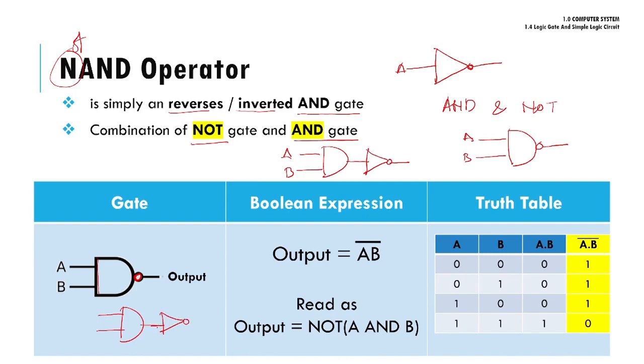Make sure the lines touch. It has variables, and then it has an output. Now the Boolean expression for NOT AND. NOT AND means the variables A and B together are negated, so it is represented as AB with a bar over both. AB bar means the A and B together are NOT. It is read as NOT in brackets A and B.